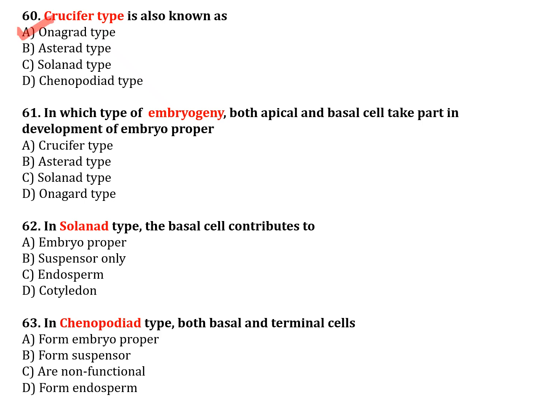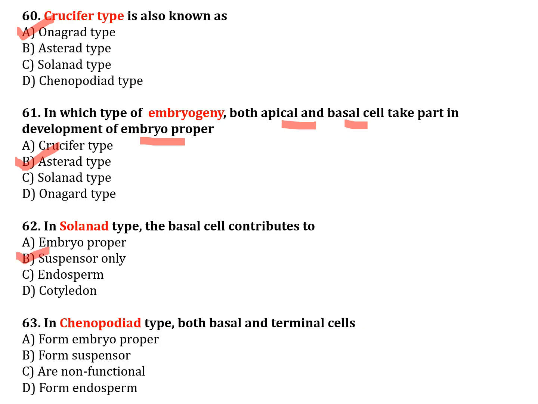The next question, number 61. In which type of embryogeny do both the apical and basal cells take part in the development of the embryo proper? Option A, crucifer type; option B, asterad type; option C, solanad type; option D, onagrad type. Correct answer is option B, asterad type. The next question, number 62. In solanad type, the basal cell contributes to: option A, embryo proper; option B, suspensor only; option C, endosperm; option D, cotyledon. Correct answer is option B, suspensor only.